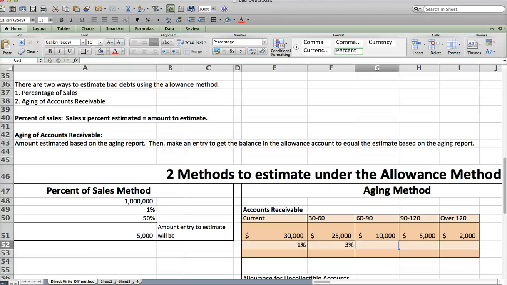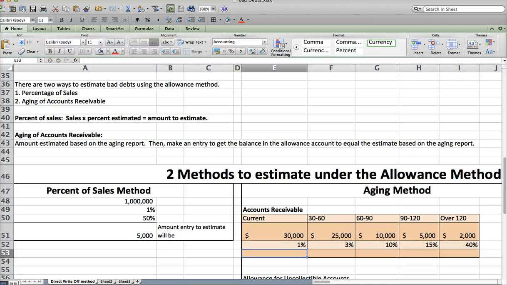Of 60 to 90, it's going to become more because these customers are already late, so it's more of a chance that they're not ever going to pay. And then 90 to 120, let's just say it's 15%. Over 120, that gets even harder to collect, so we'll say 40% of these never become collected.